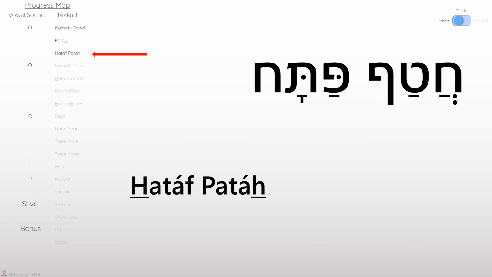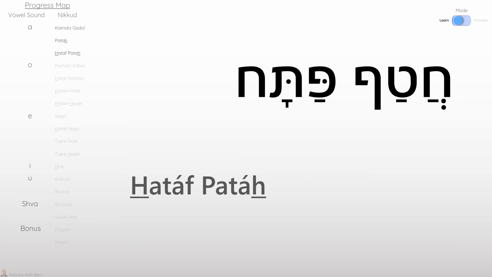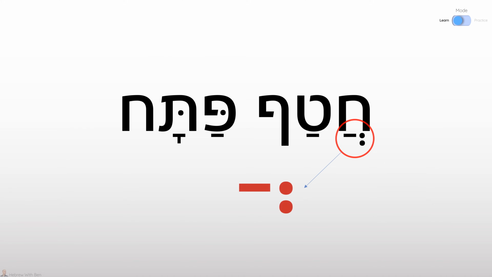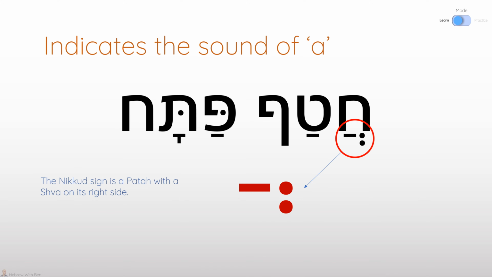In this lesson, I'm going to be talking about Hataf Patah. Similar to Kamatz Gadol and Patah, Hataf Patah also indicates the sound of A. The Nikkud sign looks like a Patah with a Shva on its right side. We will talk about Shva in a future section.